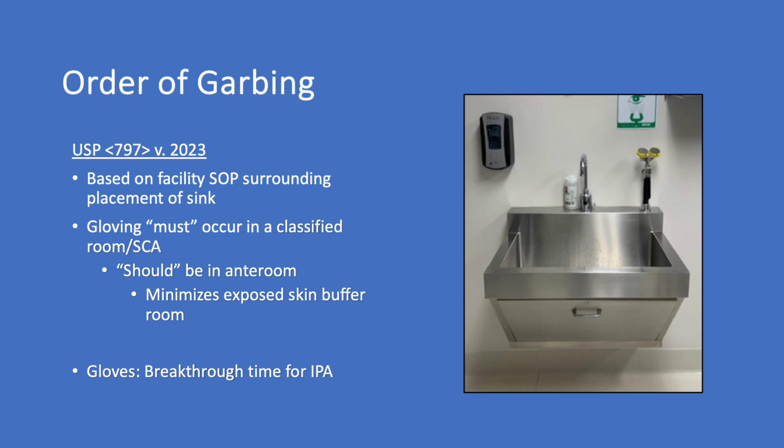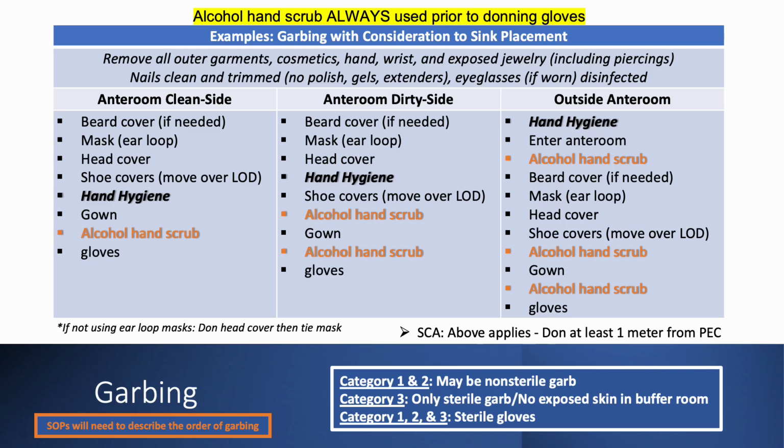Gloving must occur in an SCA or in a classified area. This classified area should be in the anteroom. It can be in the buffer room, but you want to avoid that in order to decrease potential exposed skin in that buffer room. Now, however, gloving may never happen in an ISO 5 PEC. This slide gives some examples of garbing with respects to the location of the sink, whether or not the sink is in the anteroom on the clean side, in the anteroom on the dirty side, or even outside the anteroom.